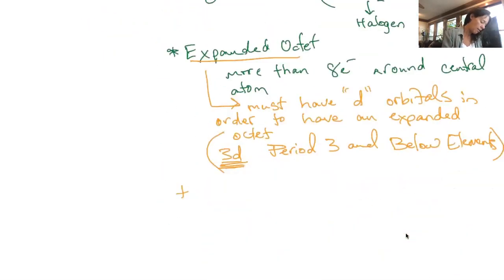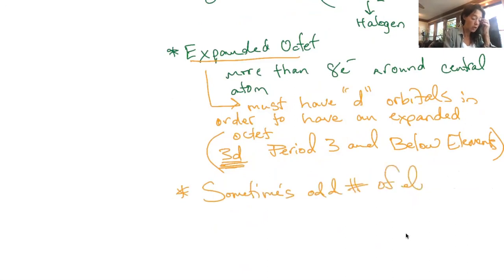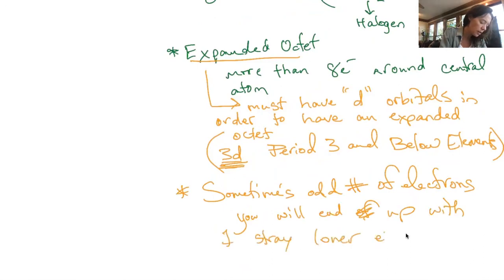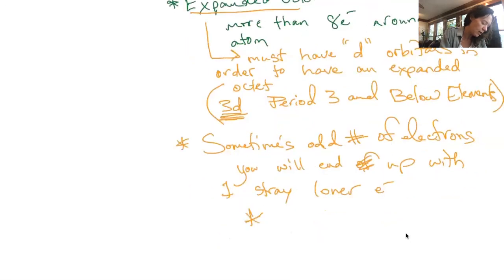Sometimes you have an odd number. And what you'll see is you will have a free radical. That's what they call that. You'll end up with 1 electron. Right, think about it. If it's not an even number and it's an odd number, you divide by 2, you're going to have that remainder of 1. You will end up with 1 stray loner electron. It's called a free radical.